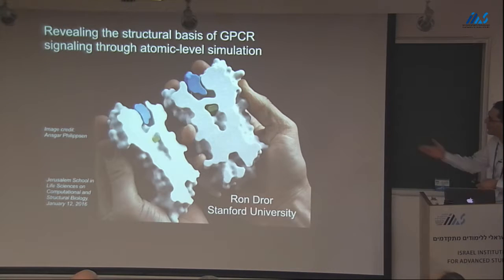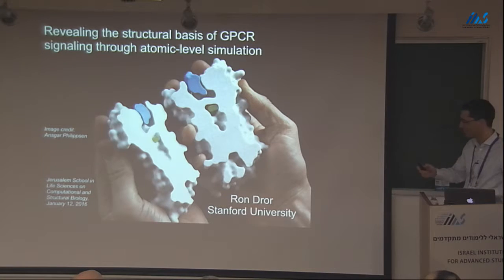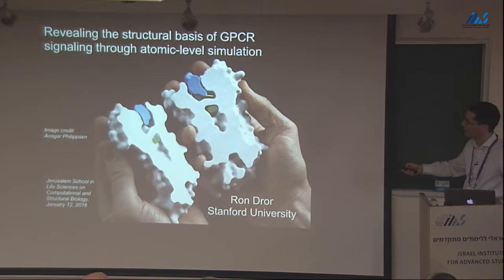I got a couple questions just now about what the photo was. So this is a photograph of a 3D printout of a computer-generated model. I'll talk later on about how we arrived at this model. But basically, this is a GPCR with two ligands bound to it, an orthosteric ligand and an allosteric ligand.